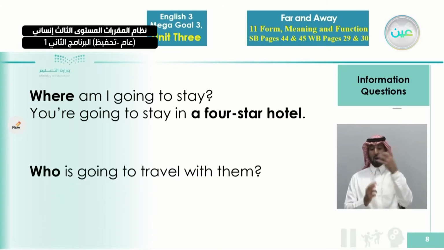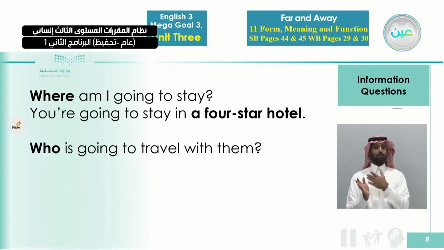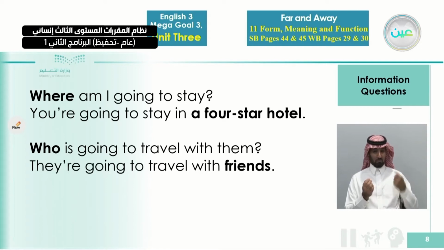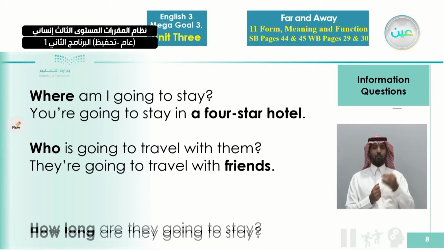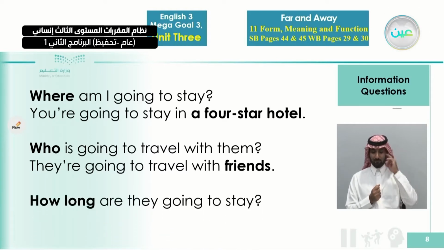Okay, next, who is going to travel with them? Who is asking about a person, should be a name. Okay, a proper name or any other name. Okay, they are going to travel with friends. Okay, friends. So who? The answer is friends, because we are asking about persons, human.